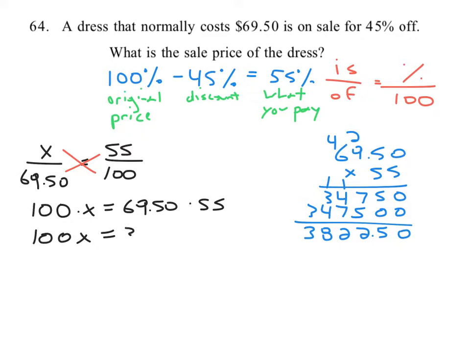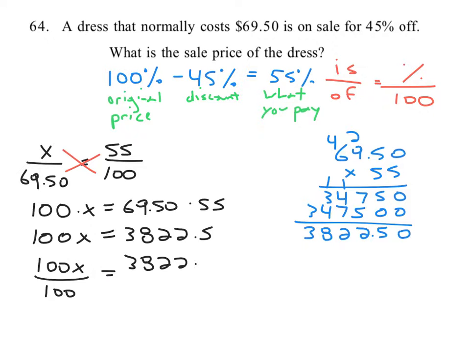So we've got 100x equals 3822.5, or 0.50, but I don't need to leave that last 0 on there. And now we need to divide both sides by 100. So 100x divided by 100 equals 3,822.5 divided by 100. And I know that when you divide by 100, you just move the decimal over 2 places. So what we get is 38.225.